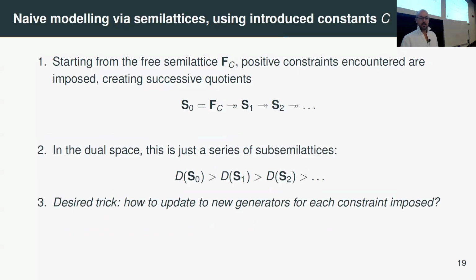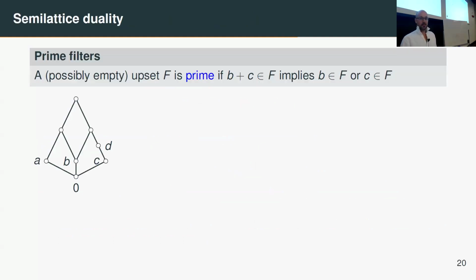Okay, so our trick that we need to know is how to update the new generators each time we impose a constraint. So let's look at these prime filters. Fortunately, in this finite case, the prime filters in a semilattice are really easy to understand. So what I mean by a prime filter, I mean that it's an upset, so it's closed under going up in this picture, and it's also closed under the following property: if I have a sum that sits in here, then one of the contributing summands had to sit in there.